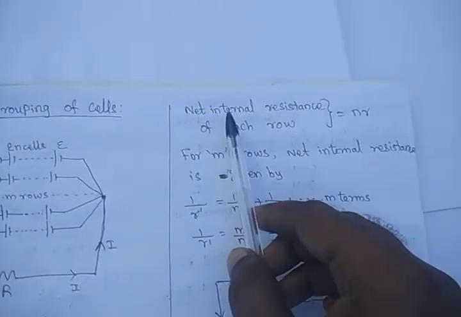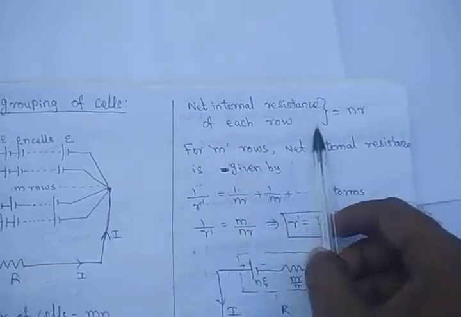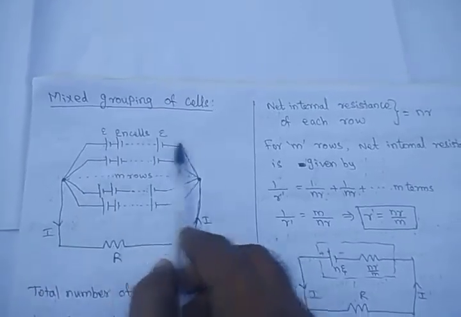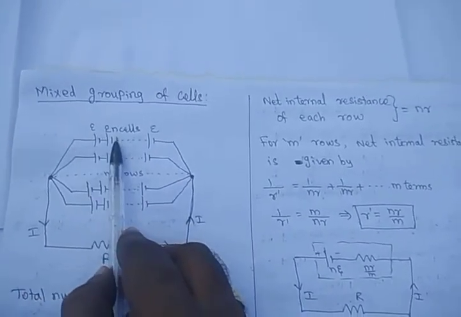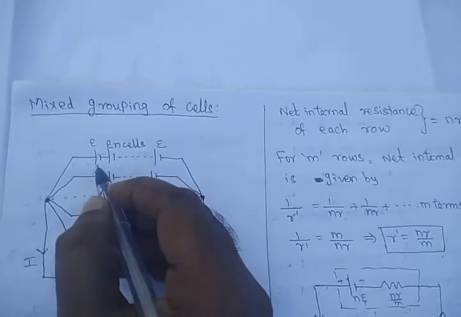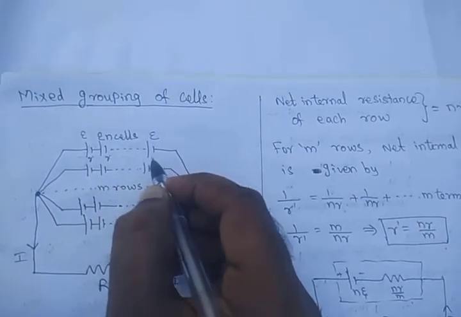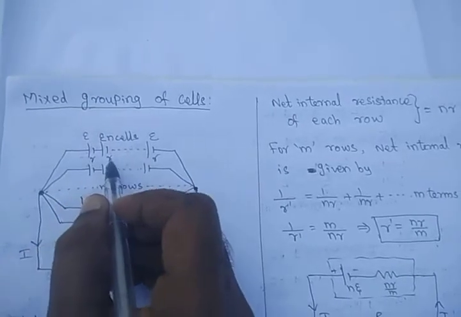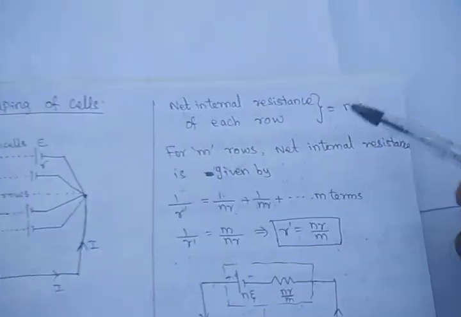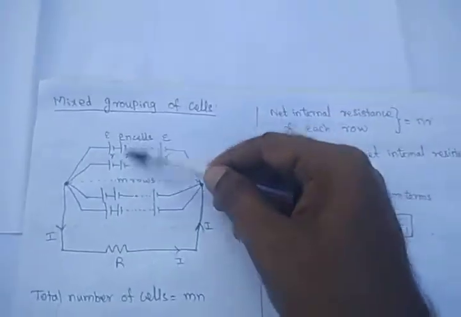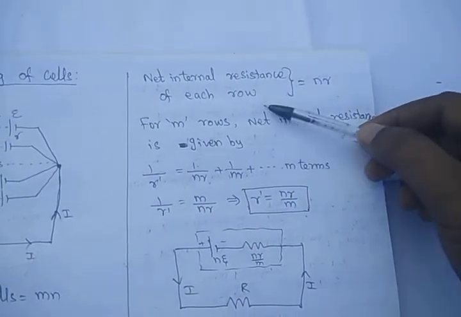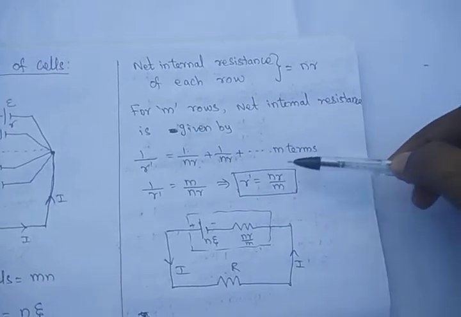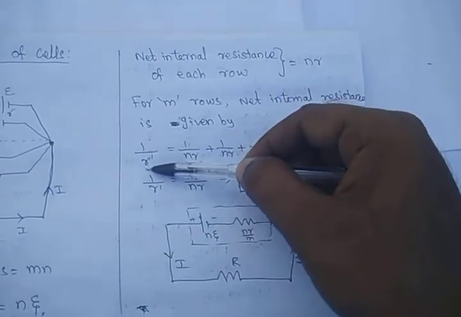Then the net internal resistance. In each row, all the cells are connected in series, so R plus R plus R. The internal resistance of each cell is r, r, r. So r plus r plus r, n number of r's, we get nr. For m rows, we get 1 by nr plus 1 by nr plus 1 by nr, m terms. That is 1 by r prime.